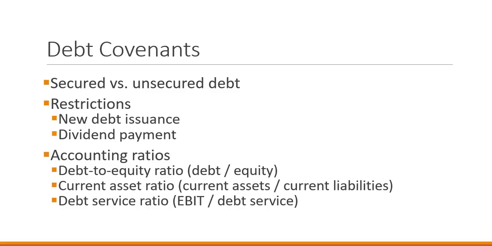Accounting ratios relating to debt covenants. The debt to equity ratio: the lower this ratio, the more conservative and lower risk the borrower. So a lender might have a maximum, a cap on the debt to equity ratio, such that if the debt to equity ratio were to exceed that level, then the bank would say, possibly, the loan is due. Your risk level is too high and you need to pay the loan back in full.